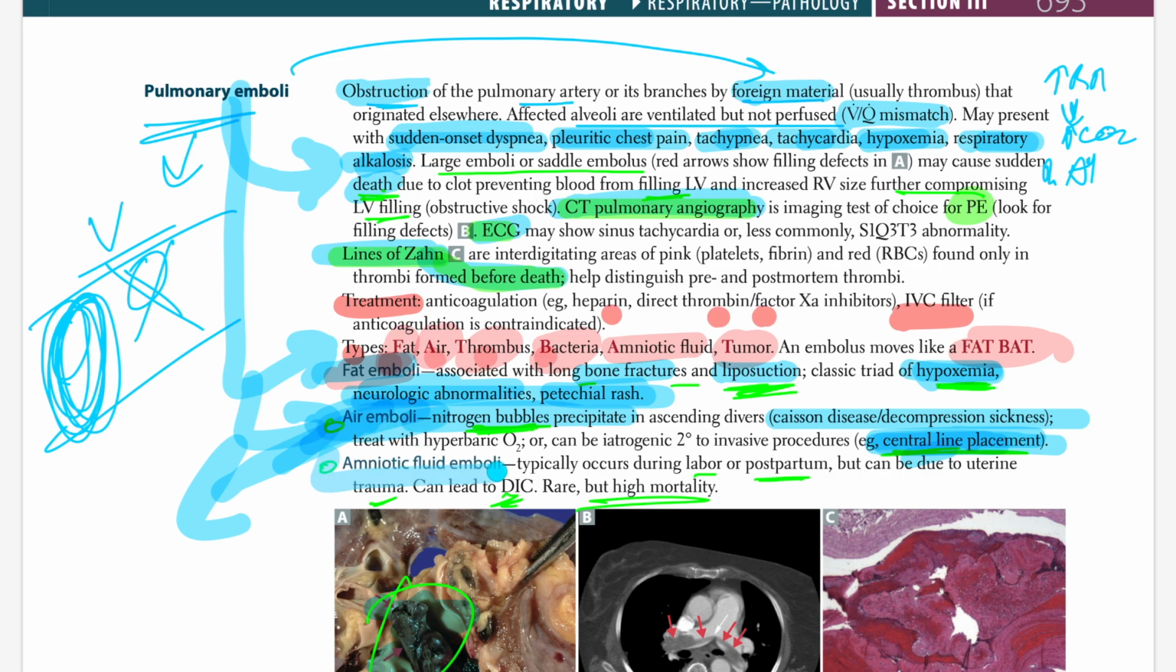How do you get amniotic fluid emboli? At the time of delivery, at the time of labor, postpartum, due to uterine trauma, you're going to get that amniotic fluid embolism. It can even lead to DIC. It is rare but high in mortality. And that's all for the pulmonary emboli.